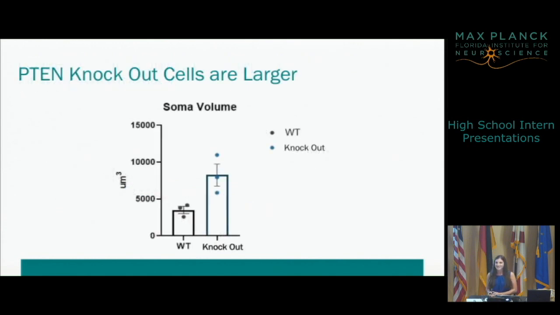The final analysis I did for this portion of the project is soma volume. So this is the cell body volume. Once again, the wild type is represented in black and the PTEN knockout is represented in blue. And what I found is that the soma of the PTEN knockout is much larger than the wild type. This again is to be expected as PTEN is a regulatory gene.